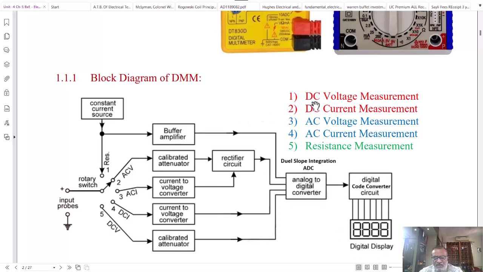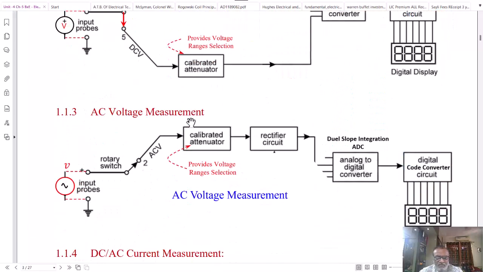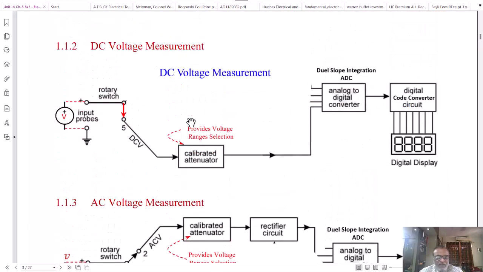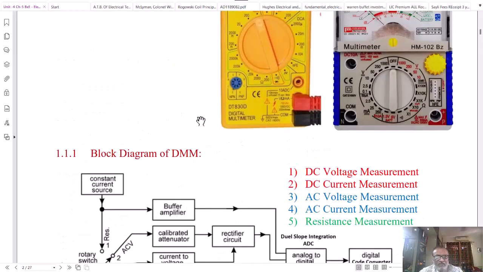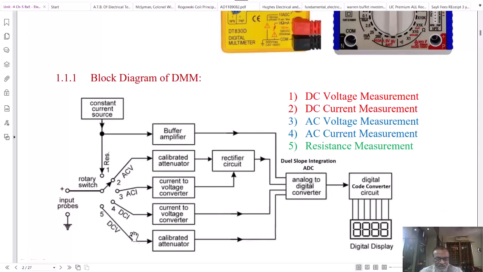We will see further how the individual parameters like DC voltage, DC current, AC voltage, AC current and resistance can be measured using this block diagram. So we will redraw the block diagram in a particular case and then we will see how the parameter can be measured. Let us see the first parameter, DC voltage measurement, in which whenever the switch is in the DC voltage position, that is position number 5, what circuit is in the picture?